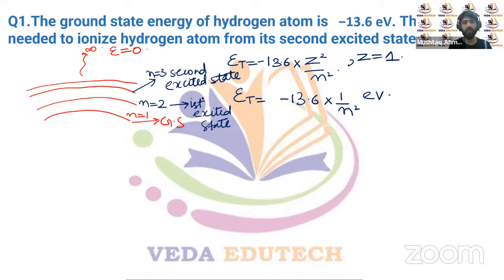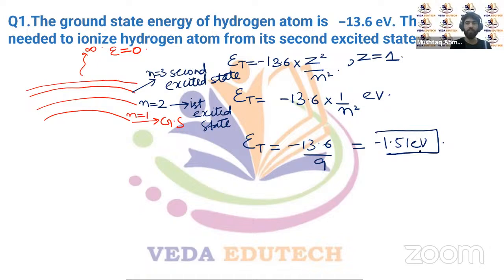So we have to find the energy needed to ionize hydrogen atom from its second excited state. Let's first of all calculate the energy in the second excited state, and that will be n equal to 3. It will be minus 13.6 upon 9, so it will be minus 1.51 electron volt. This much is the energy of the electron in the second excited state.